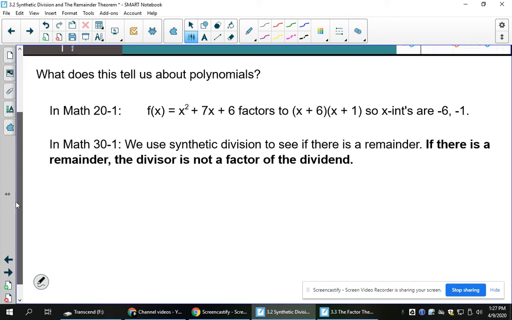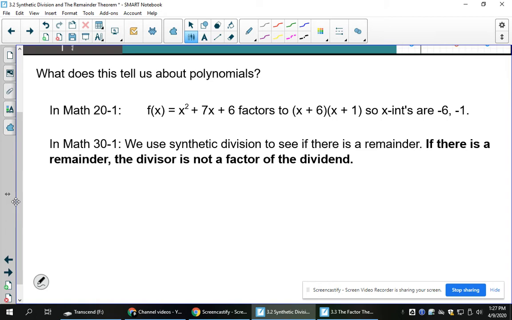All right, what does this mean? In Math 20-1 or 20-2 or 30-2, we take a look at quadratics a lot. So we factored quadratics and we ended up with two brackets like this: x plus 6, x plus 1. When we factored quadratics, what were we looking for? We were looking for x-intercepts, aka roots, aka zeros. So these were the factors, and the x-intercepts, or the roots, or the zeros, all mean the same thing, were exactly the same numbers, but the signs have been switched.